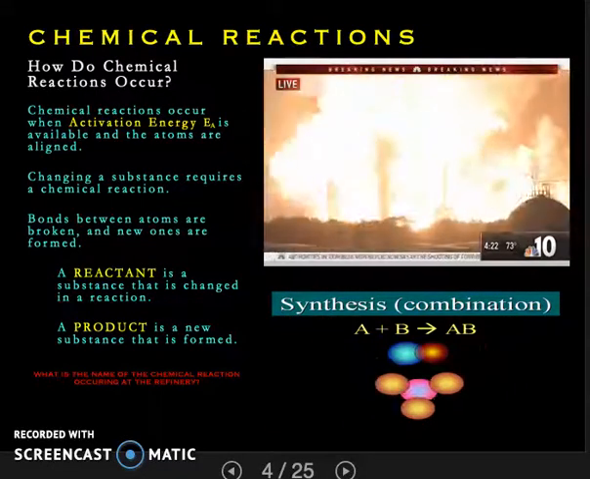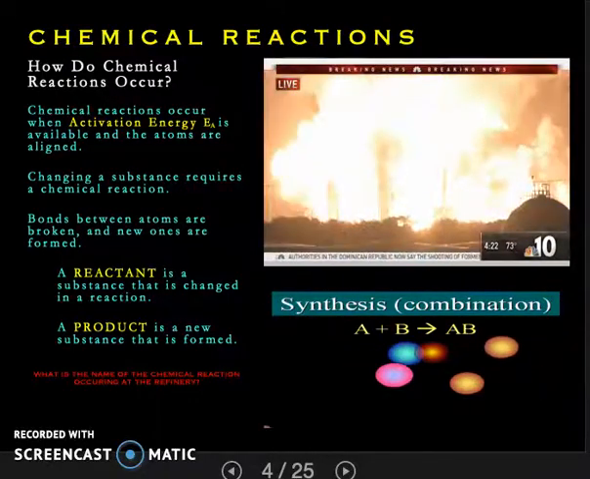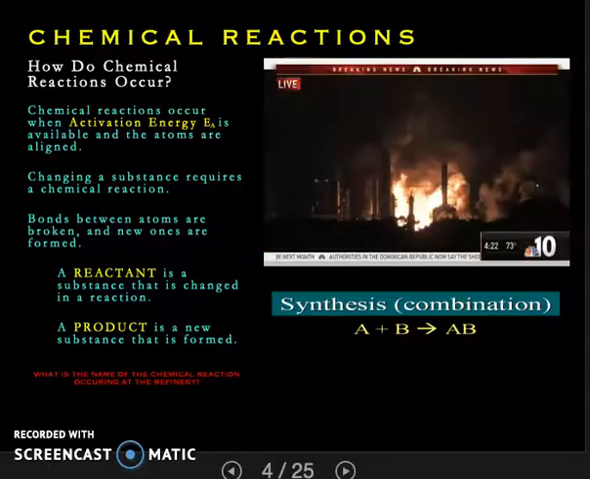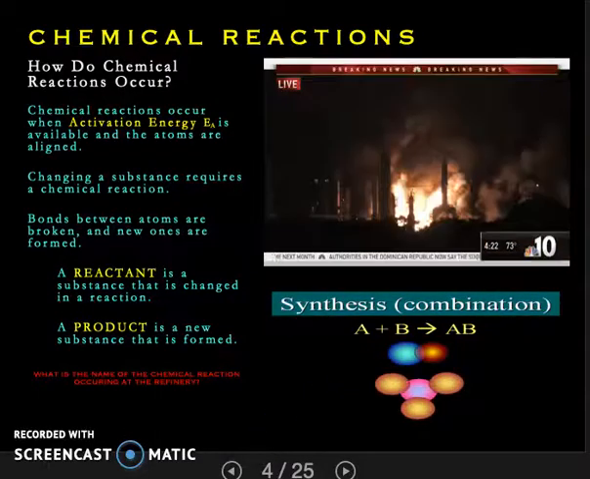This GIF shows us a wonderful explosion that happened right in Philadelphia this past summer, 2019, and it's an example of what kind of a chemical reaction?